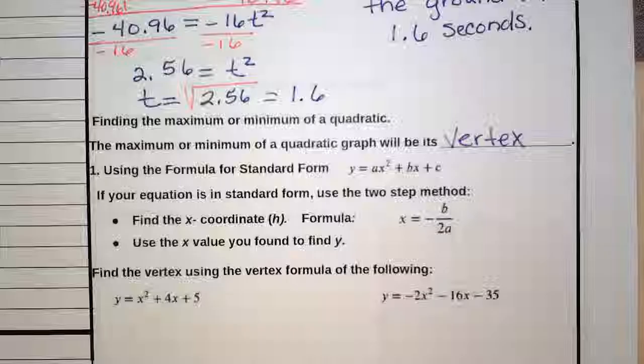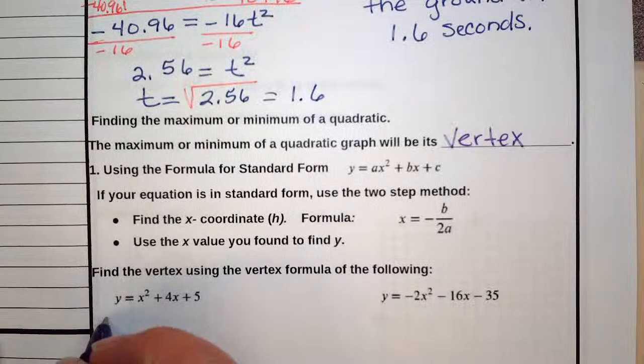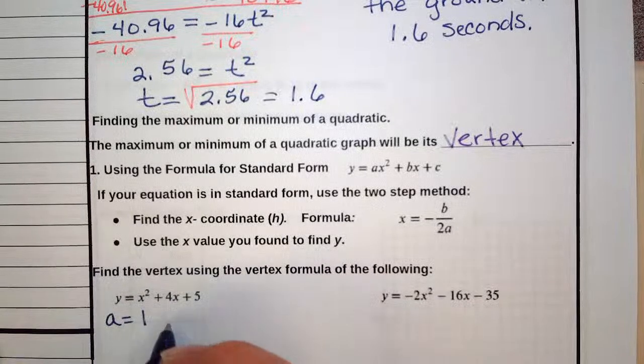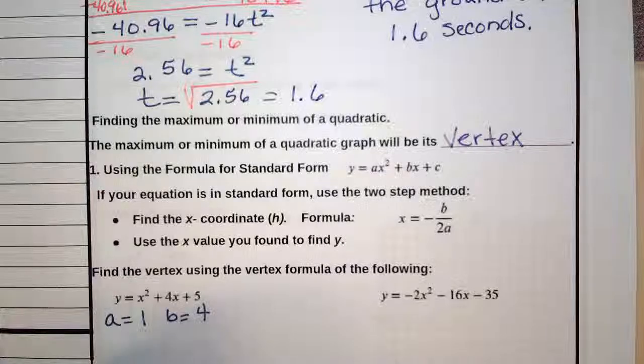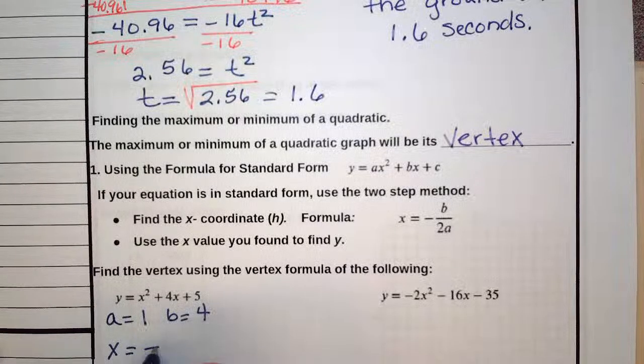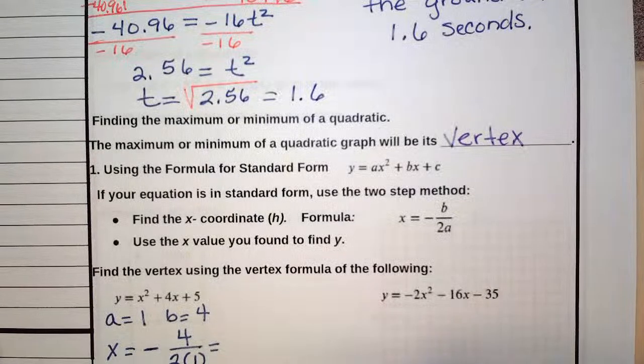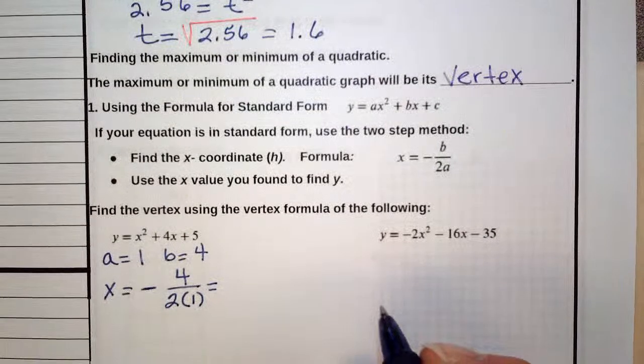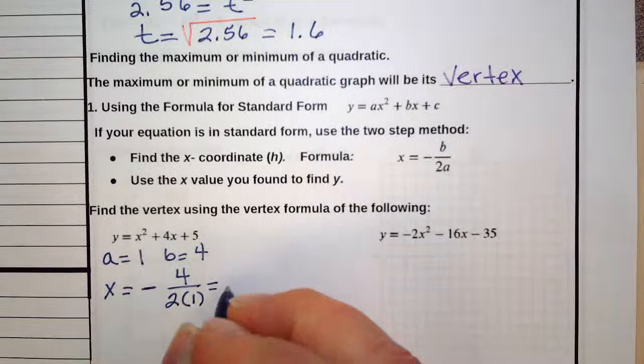First step, when we did the quadratic formula, we needed c. Do we need c for these? No, just a and b. So let's identify a, let's identify b. A is equal to 1, b is equal to 4. To find x, it is the opposite of b, which is 4, divided by 2 times a, 2 times 1. Negative 4 divided by 2 is negative 2.